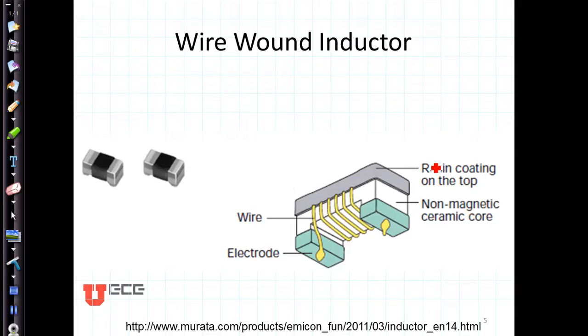Here's an example of a wire-wound inductor. The core is a non-magnetic ceramic, so it's more or less like air, except that the ceramic holds it together and also dissipates heat. A very thin wire, about as thick as your hair, is wrapped around the ceramic and then attached on either side to electrodes with a resin coating over the top.